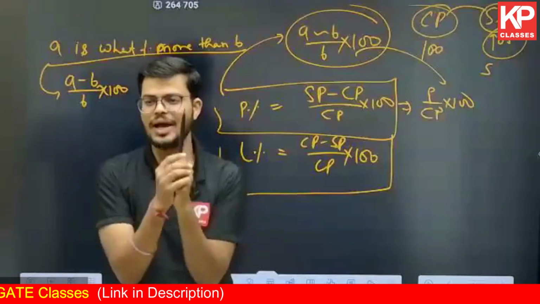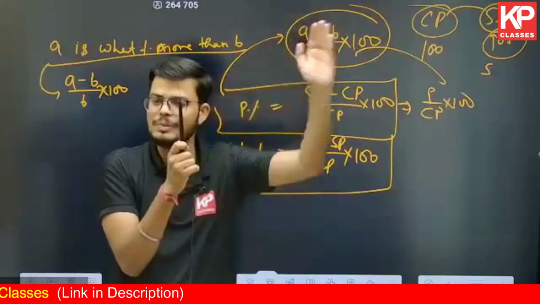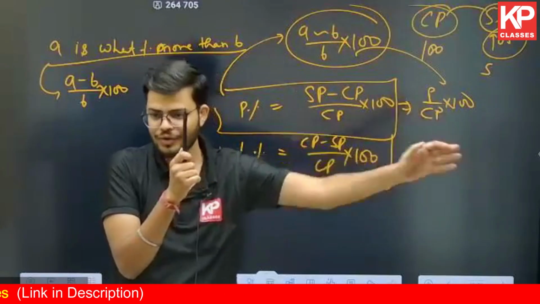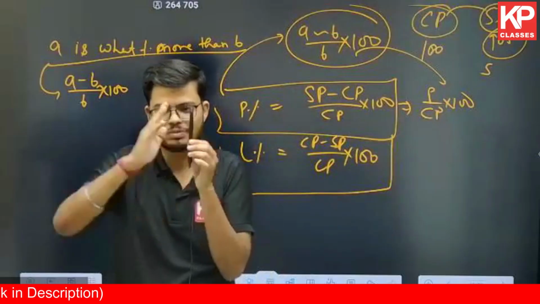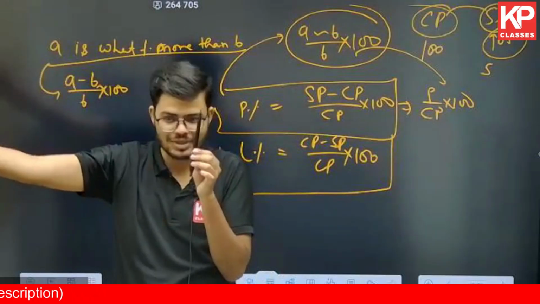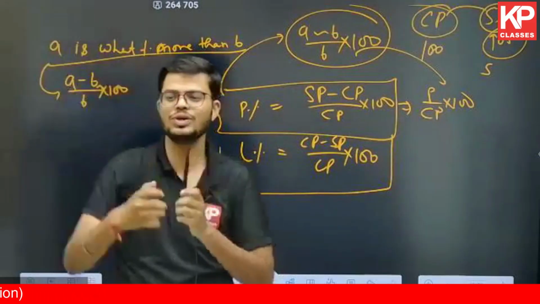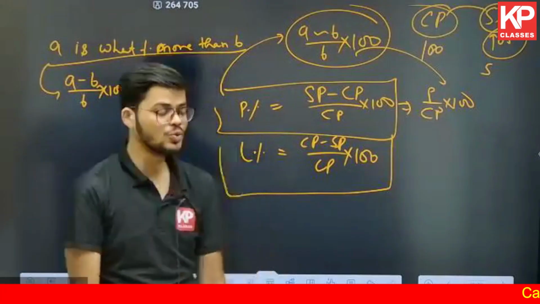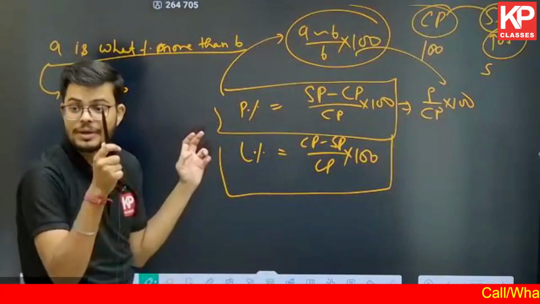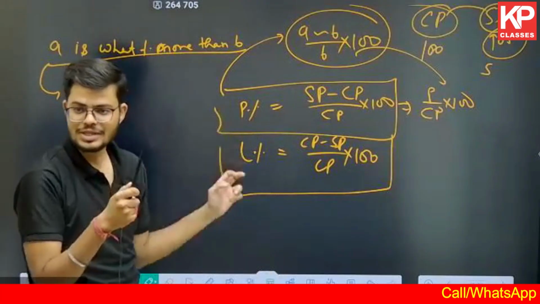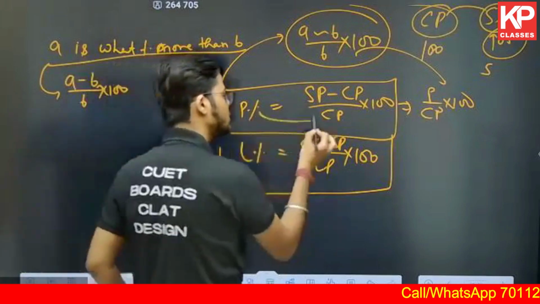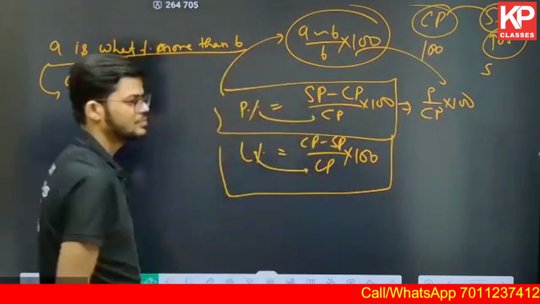Suppose I'm buying a pen at 100. If I sell this pen at 150, this is a profit situation. If I'm going to sell this pen at 50, I'll be making a loss in this case. But in both cases, what is happening? In both of these cases, this is happening on the cost price. So profit percentage or loss percentage will always be calculated on the cost price.